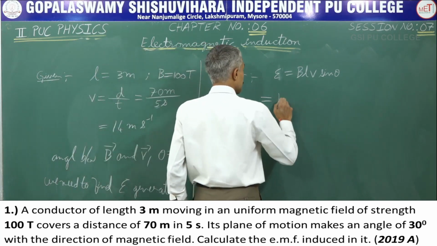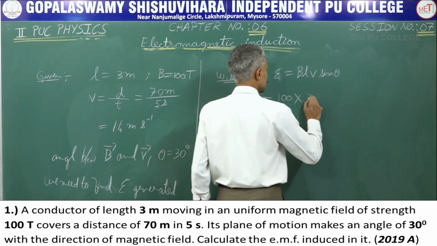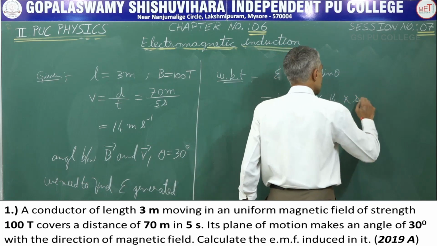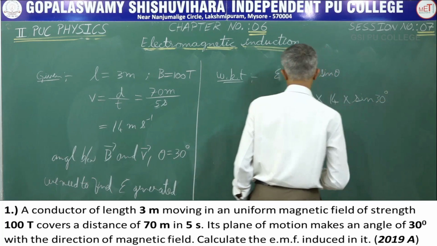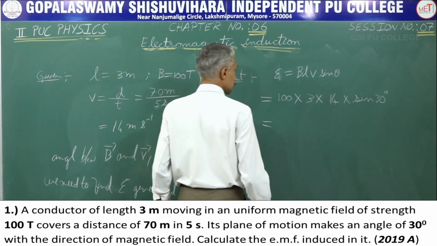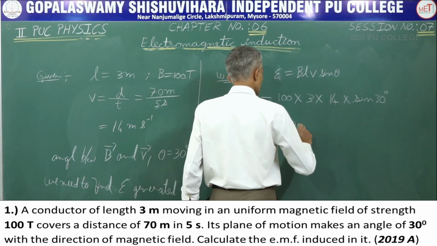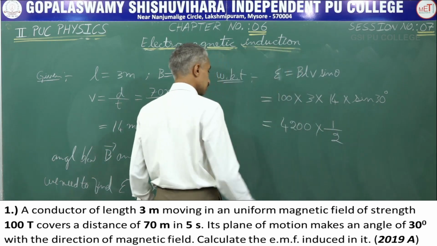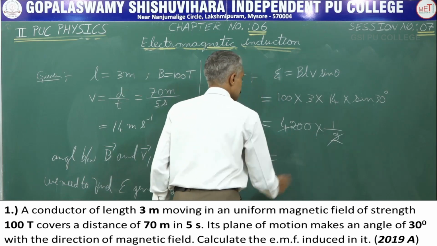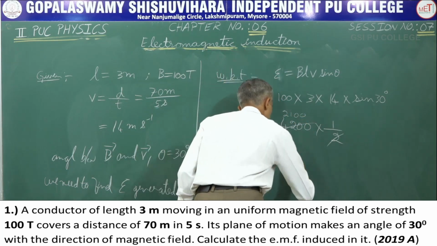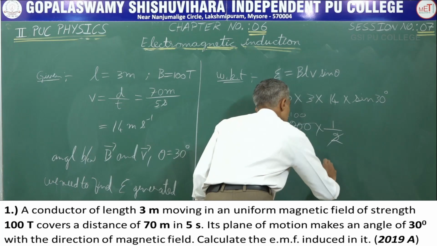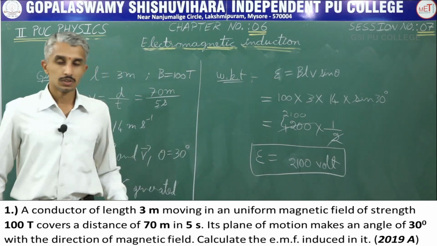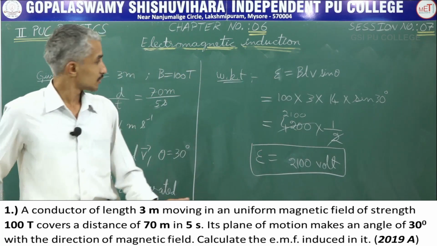So EMF induced is 100 into 3 into velocity 14 meter per second into sin 30 degree. 3 into 14 will give you 42 into 100. So 4200, sin 30 is half. If we further simplify this, you will get 2100 volt. So this is a very simple problem which they give for 5 marks.